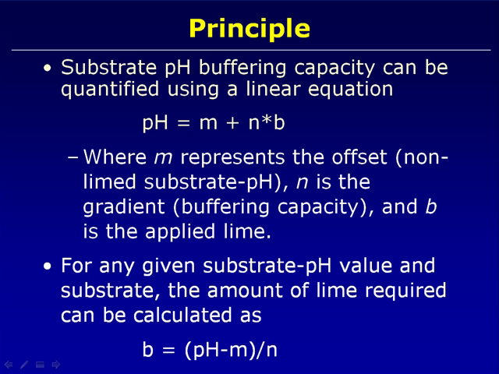So we can use that same equation to calculate how much lime, or b, we need for any particular pH that's in our target range, based on a pH titration curve.